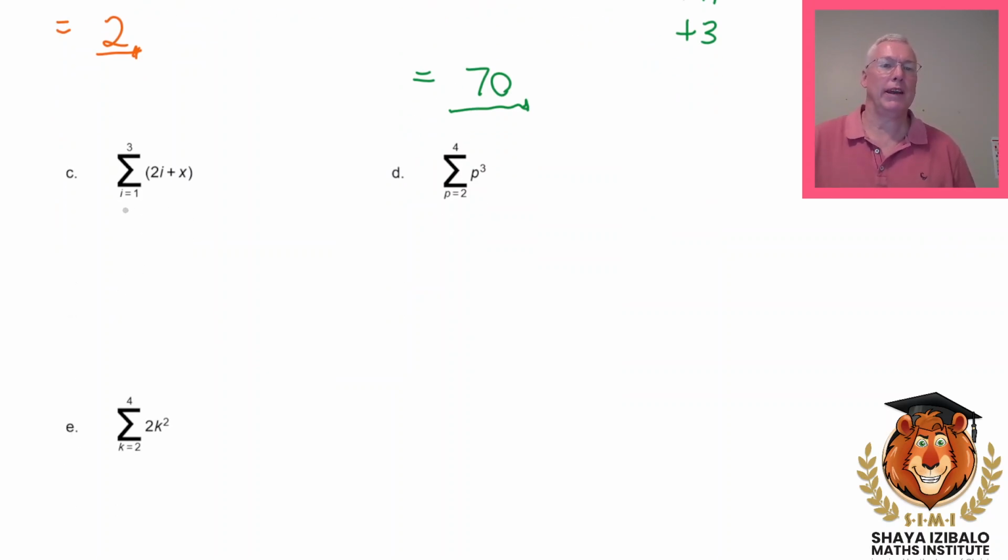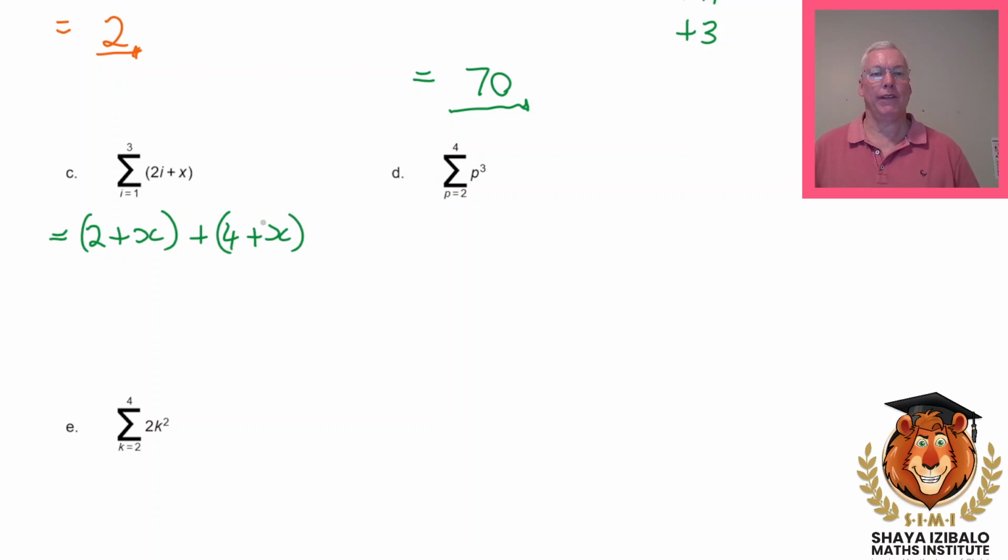There's a variable in here. Now notice we are not going to put the values into the x's, just into the i's. So let's take a look at this one together. Right, if i is 1, we get 2 lots of 1 is 2 plus x. That's our first term. I'll just put it in brackets just to separate it. The next term, if i is 2, we're going to get 4 plus x.